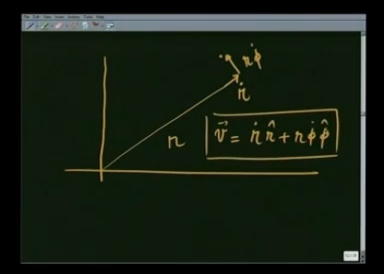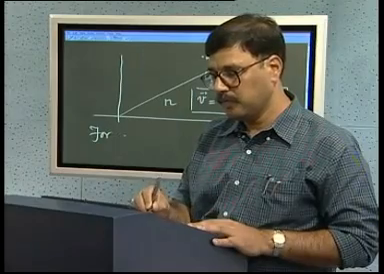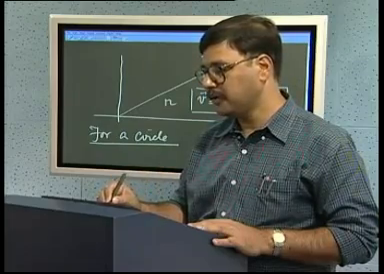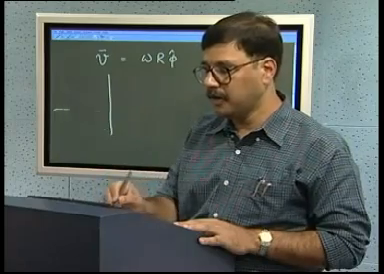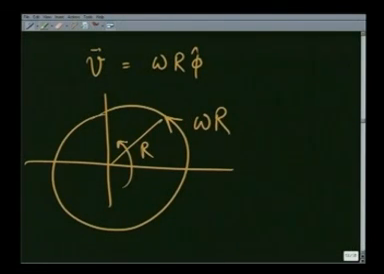To make it look more familiar, let us look at a particle which is moving around in a circle. For a circle, that is, if a particle is moving in a circle, r is a constant, and therefore r dot is 0 and phi dot is the angular speed, and therefore its velocity is going to be given as v is equal to omega r phi. That is, if a particle is moving around in a circle, it is moving in direction phi with the speed omega r, where r is the radius of the circle, omega is the angular speed of the particle.